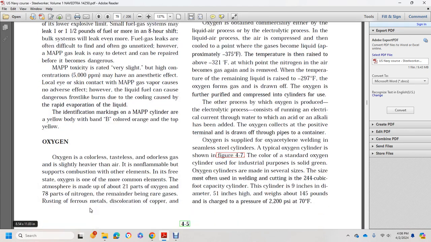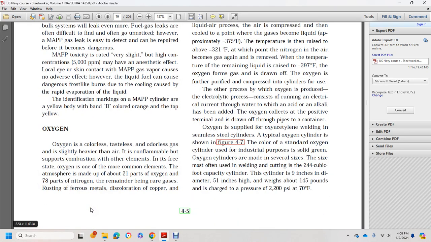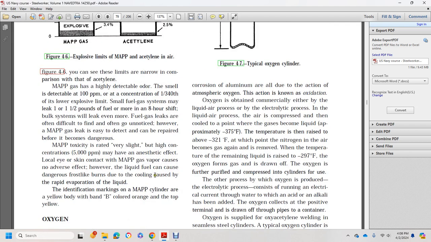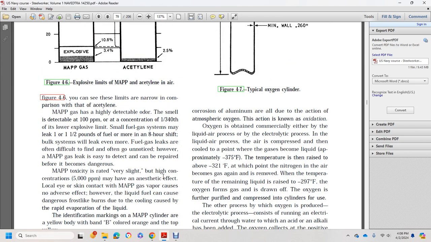Oxygen is a colorless, tasteless, odorless gas, slightly heavier than air, which is not flammable but supports combustion. It is found free and combined with other elements, and is one of the most common elements. The atmosphere is made of about 21 parts oxygen and 78 parts nitrogen, with the remainder rare gases. Rusting of ferrous metals, discoloration of copper, and corrosion of aluminum are all due to the action of atmospheric oxygen.